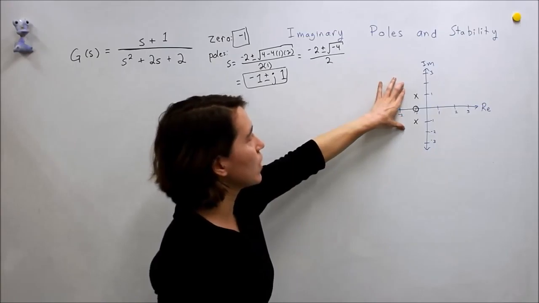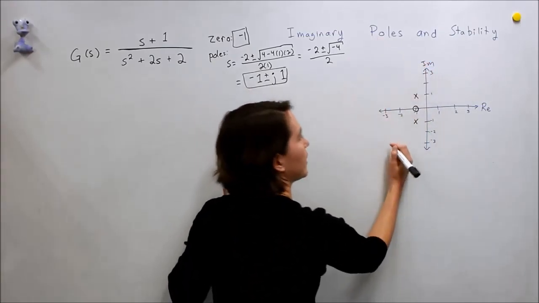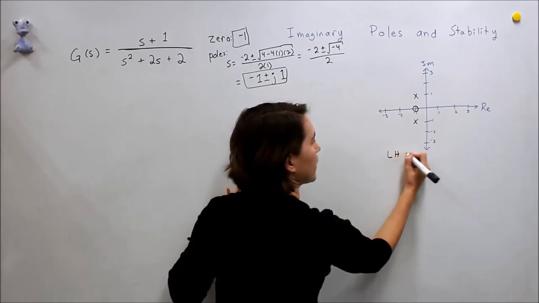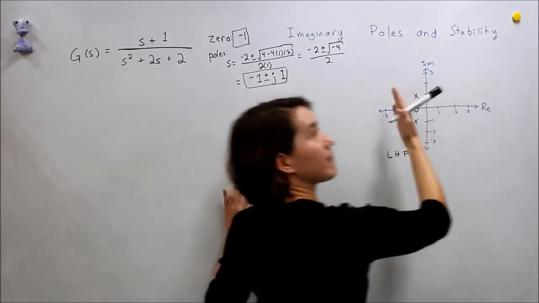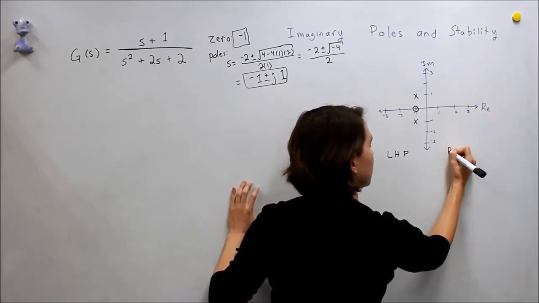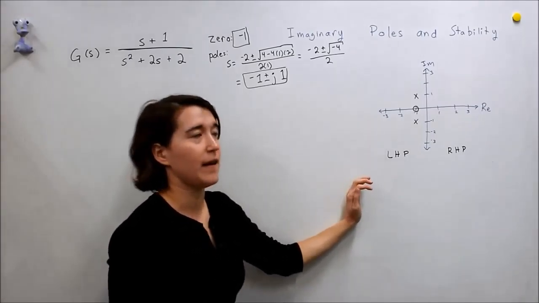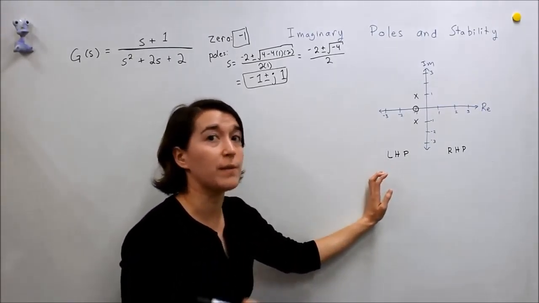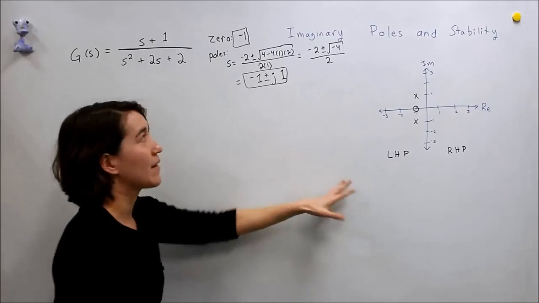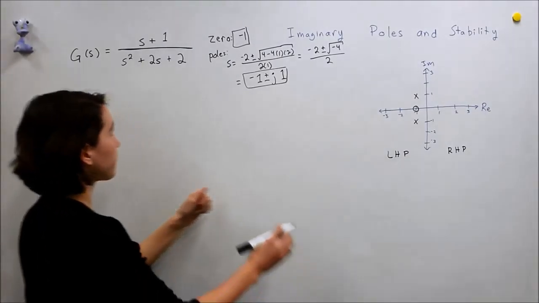So we have two poles, and this side we call the left half plane. And the right half plane would be this side, so the right side of the imaginary axis. And we see that our two poles are in the left half plane, and we know that they will then be stable. So now I'm going to show you a little bit of why this system will be stable.